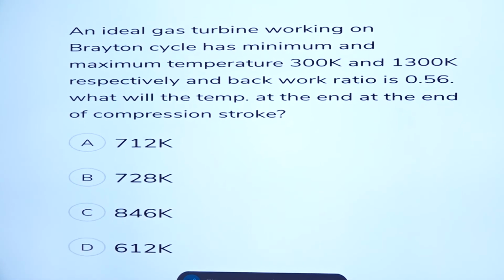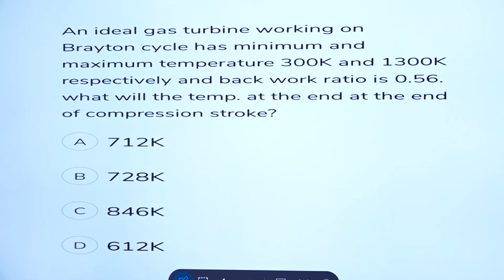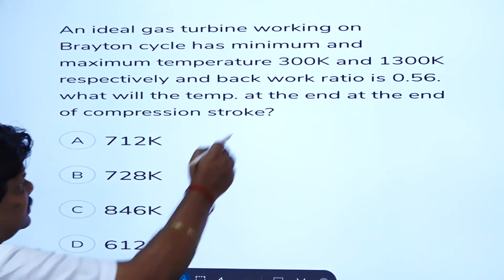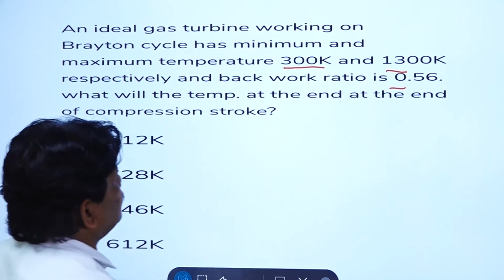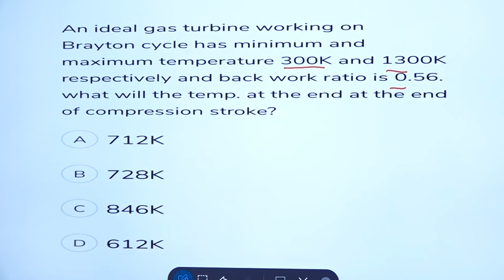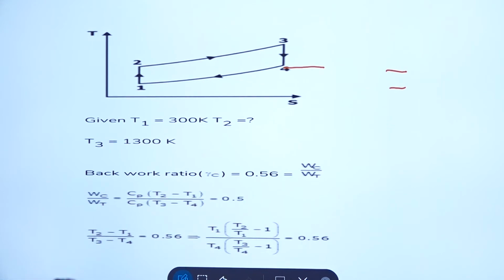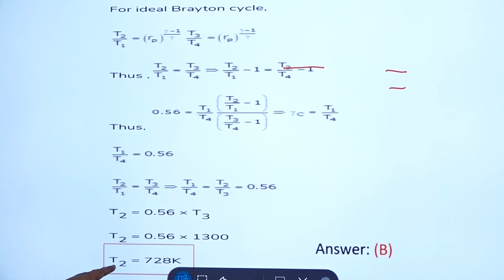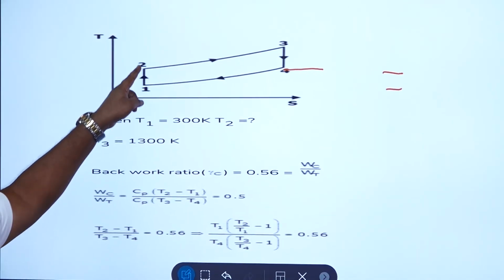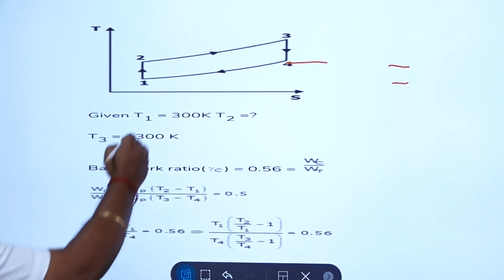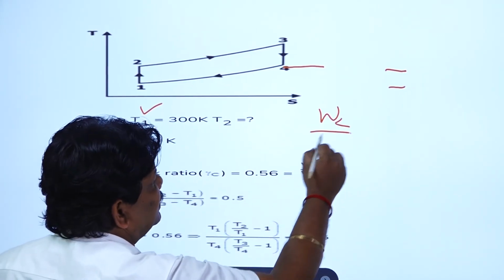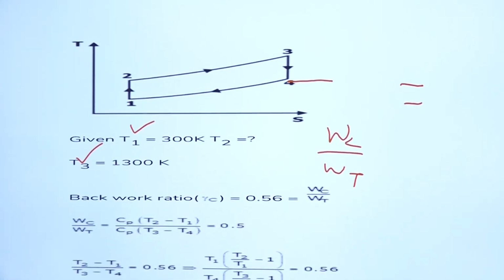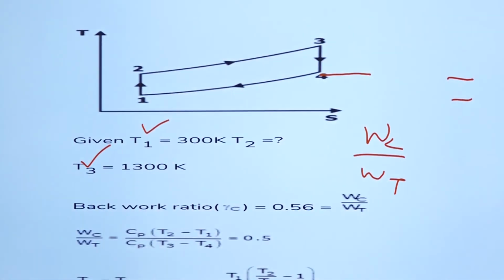The next question: an ideal gas turbine working on a Brayton cycle has minimum and maximum temperatures, T minimum and T max, given to you, and the back work ratio is given here. It is not the work ratio, it is the back work ratio. What will be the temperature at the end of the compression stroke? That is T2. T1 is given to you, T3 is given, and the back work ratio, we know, is WC by WT. So you have to find the work done by the compressor and the work done by the turbine.